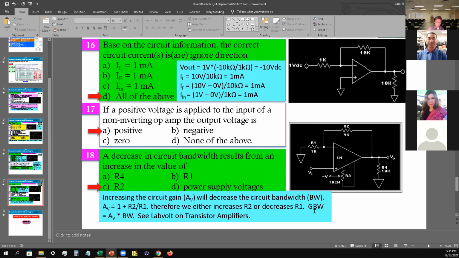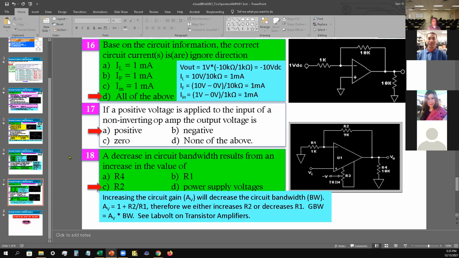If you need more information, this one was covered in Lab-Volt. It's called the GBW, which is equal to gain times bandwidth. I see Lab-Volt on transistor amplifier. So when you get to work on the transistor amplifier, you will understand more about this circuit right here. So that's it for number 16, 17, 18.